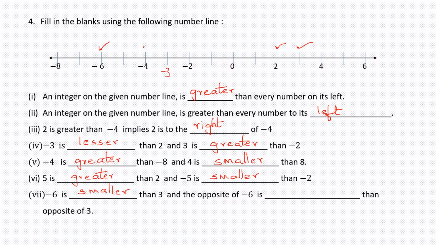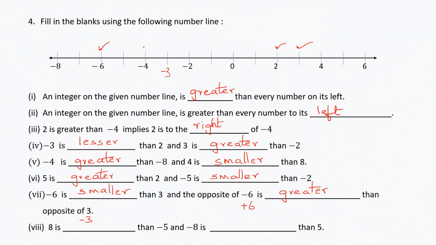And the opposite of -6. What is the opposite of -6? +6 is dash than the opposite of 3. What's the opposite of 3? -3. So 6 is dash than -3. 6 is greater than -3.